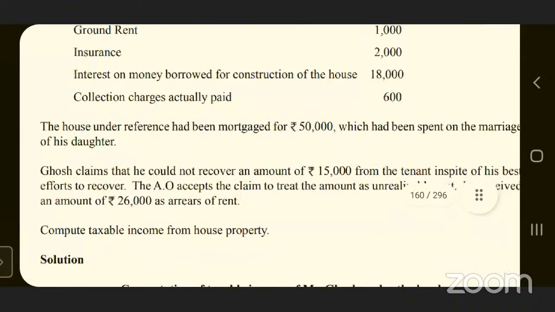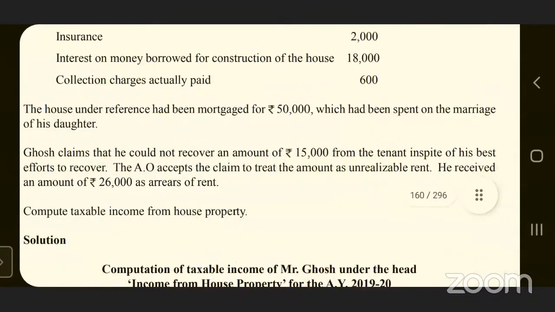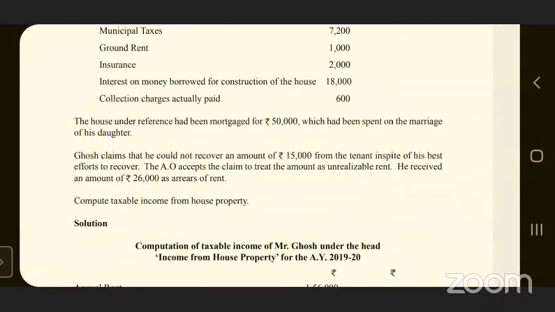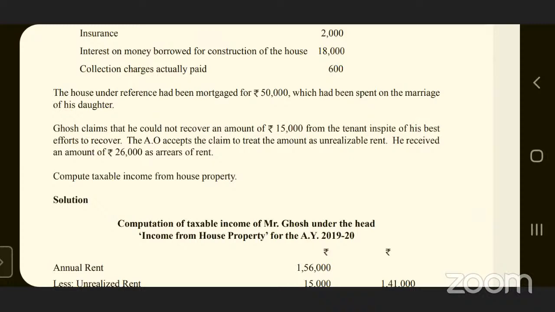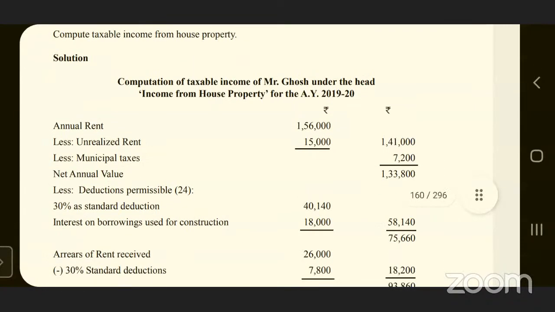Here he is mentioning that he could not recover an amount of 15,000 from the tenant in spite of his best efforts to recover. Here, this condition is mandatory. Means in order to decide whether an amount is unrealized rent or not, the owner should take proper measures to collect the rent. Here what he is mentioning clearly is that he put in adequate efforts. So in that situation, you can deduct that unrealized rent from the actual rent. So you will be getting that 1,41,000.